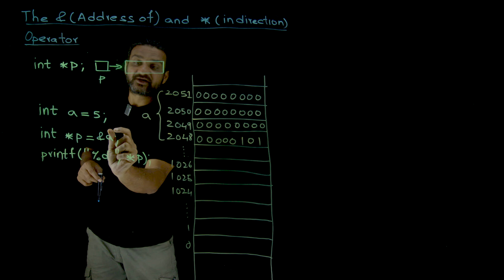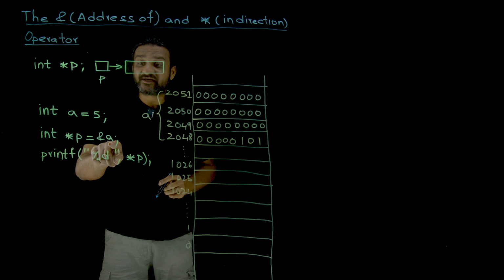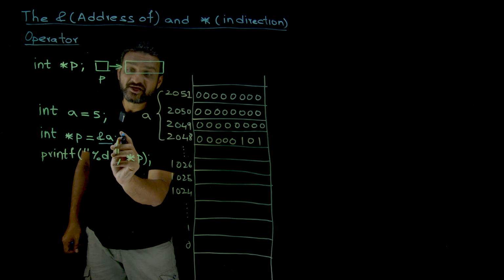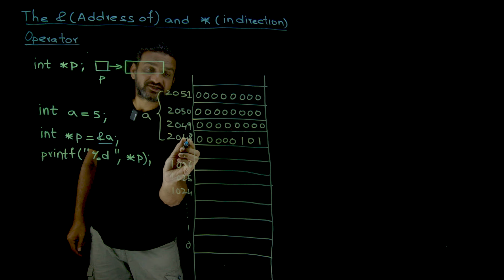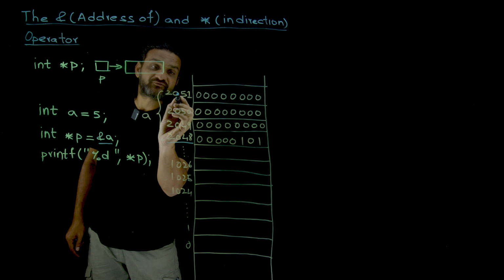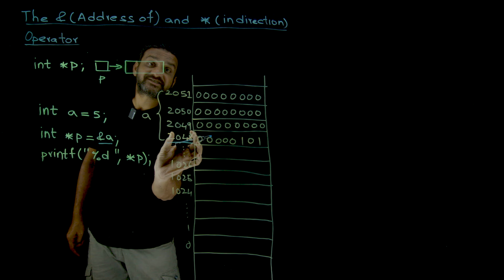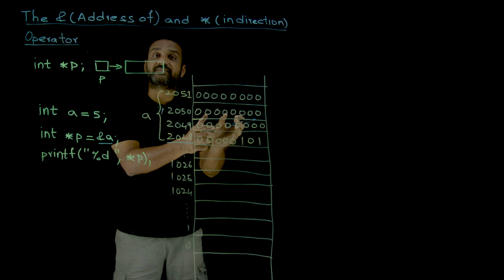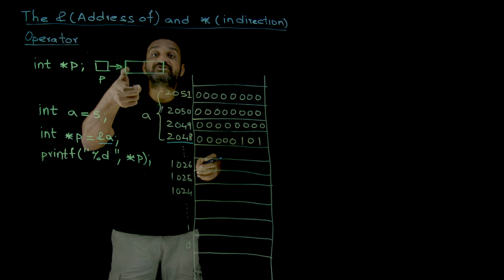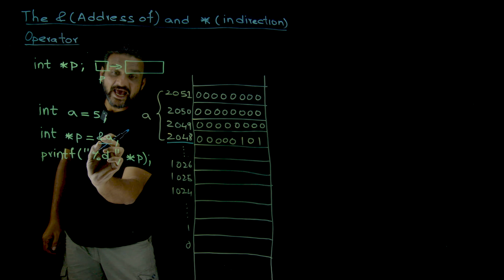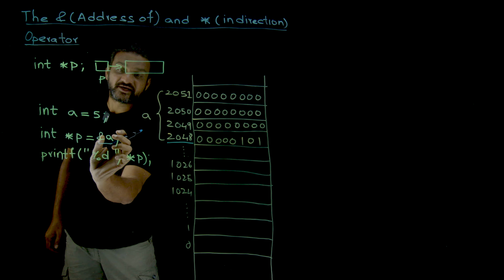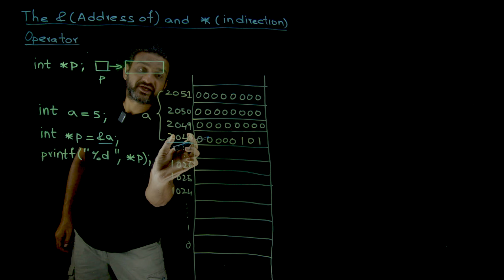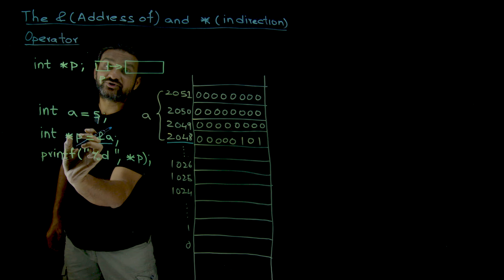With the address of operator, we will be getting the address of this variable. So ampersand A means I want the address of A. What is the address of A? The starting address of A. Out of these 4 addresses, we get the starting address of the variable. To get the starting address of a variable, we have an operator called the address of operator. So I am using ampersand A, getting the address of this variable A, and storing that address onto this P.